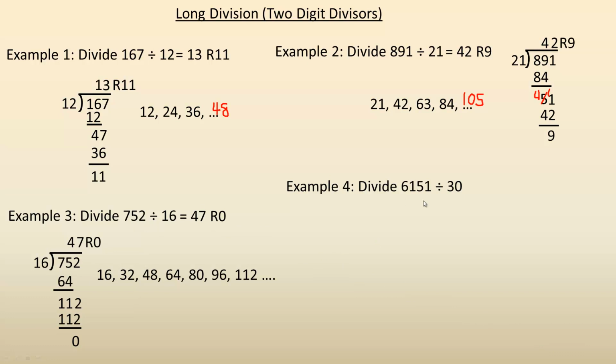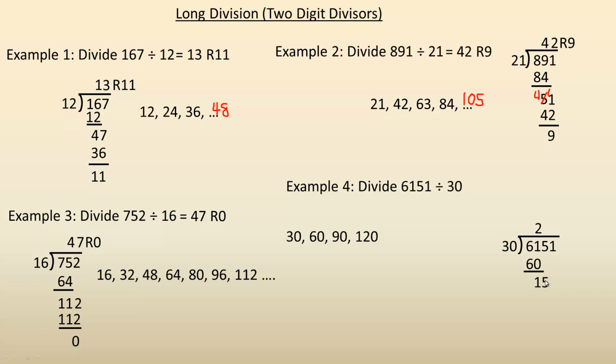Okay, last example here, number 4, we're dividing 6,151 by 30. So let's write out the division. And it'll be convenient if we have the first few multiples of 30 written here. So 30, 60, 90, 120. That's the first 4. And so we're dividing 30 into 61. So 61 is just 1 bigger than 60, so it'll go 2 times with 1 left over. So we'll put a 2 up here. 2 times 30 is 60, and we subtract. 61 minus 60 would be 1. So we bring the 5 down.